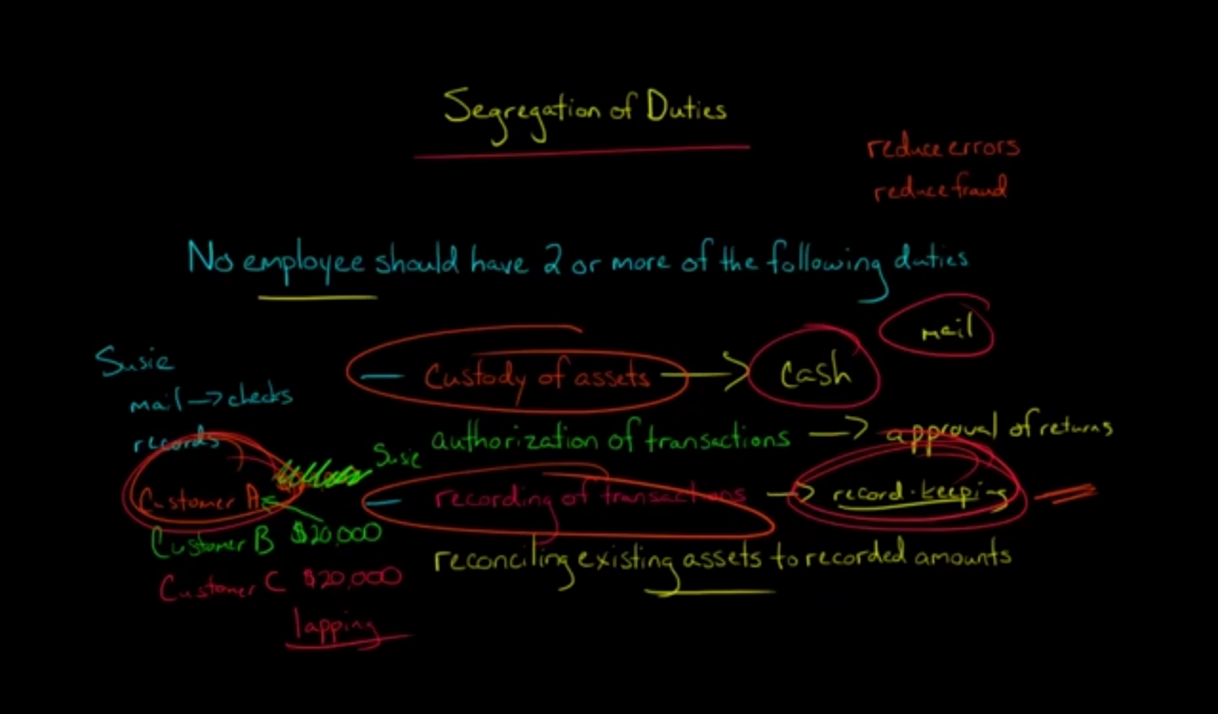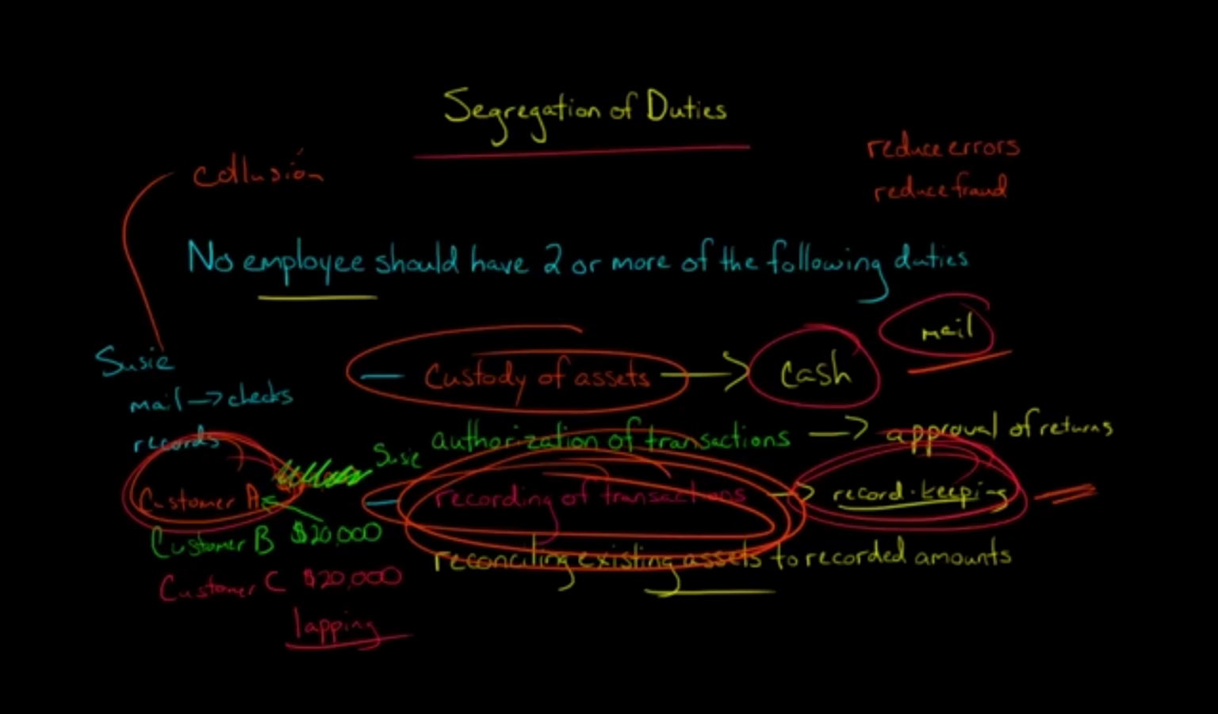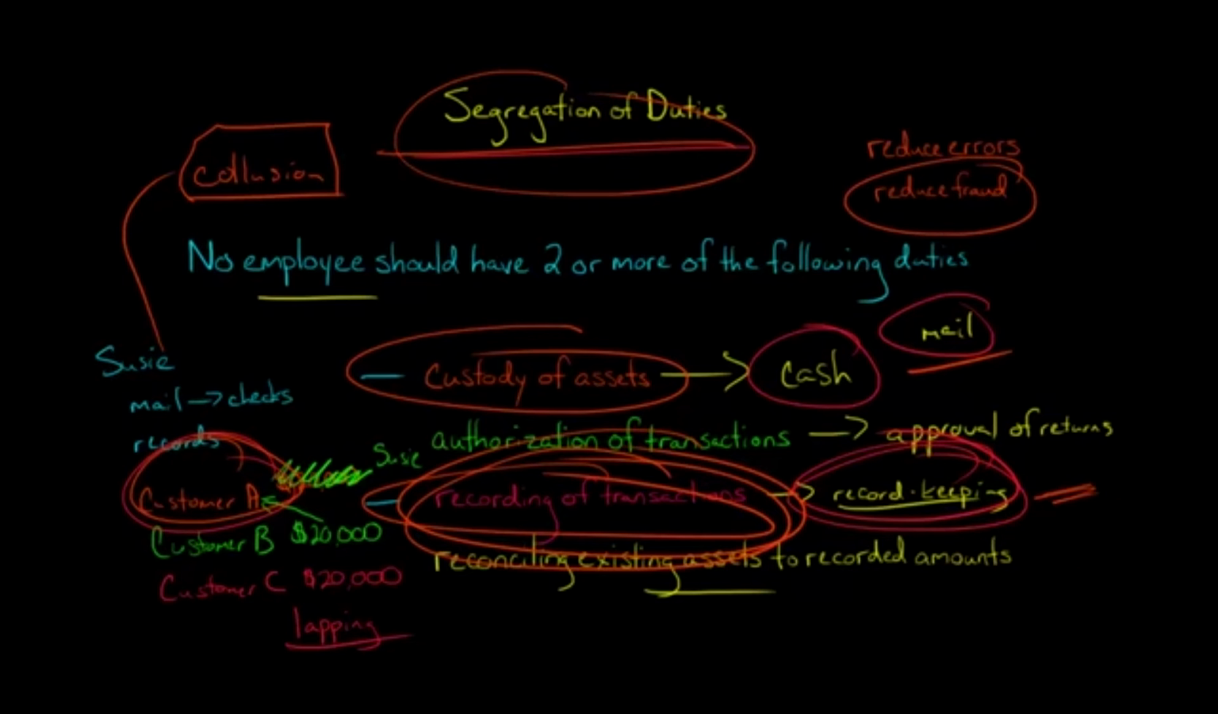Okay, then basically what she would have to do to carry out the scheme is find the person who is in charge of recording the transactions. So if Susie opens the mail and there's someone else recording the transactions, then Susie would have to find that person and they would have to collude. Okay, so you can get around segregation of duties when you have multiple people participating in the fraud through collusion. But segregation of duties makes it much harder for any one person to commit fraud.